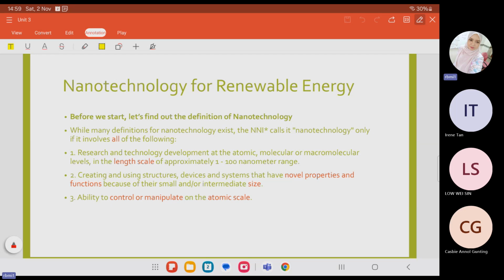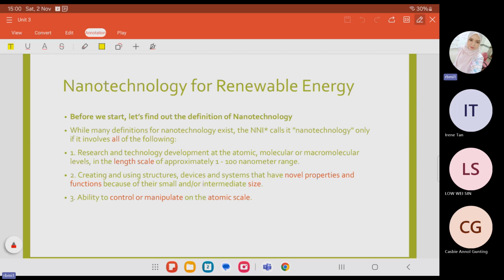There are many definitions of nanotechnology. The NNI, or National Nanotechnology Initiative, calls it nanotechnology only if it involves and meets specific criteria. They list three criteria. First, research and technology development at the atomic, molecular, or macromolecular levels in the length scale of approximately 1 to 100 nanometer ranges only. Second, creating and using structures, devices, and systems that have novel properties and functions.